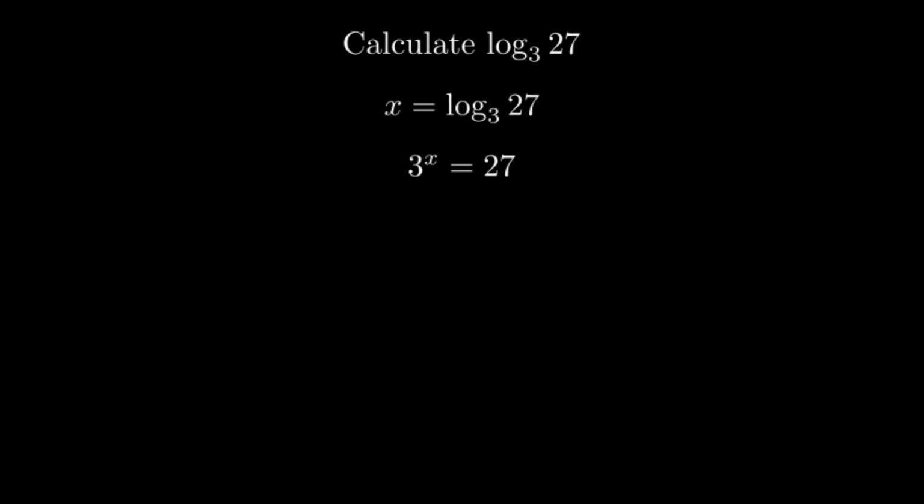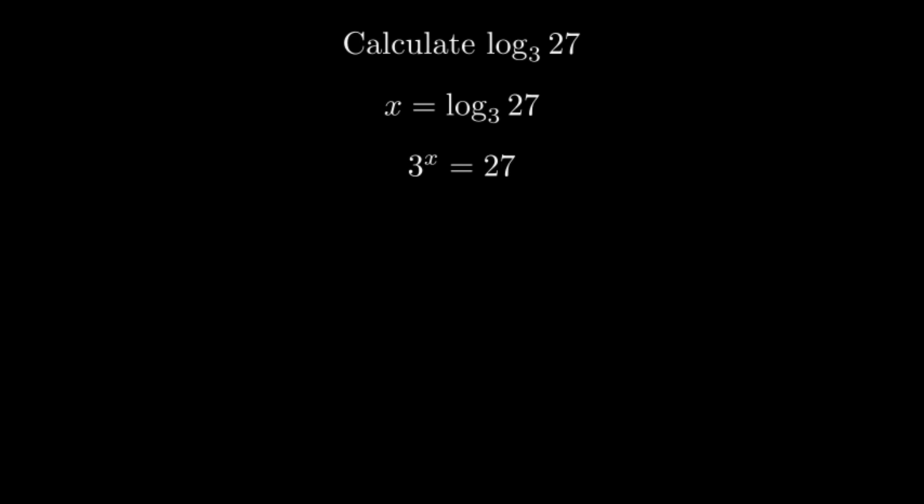Let's try another one to make sure we've got it. Let's calculate log base 3 of 27. We want to find the value of log base 3 of 27. First, we set it equal to x. Second, we convert to exponential form. The base is 3, the exponent is x, and the result is 27. So 3 to the power of x equals 27.